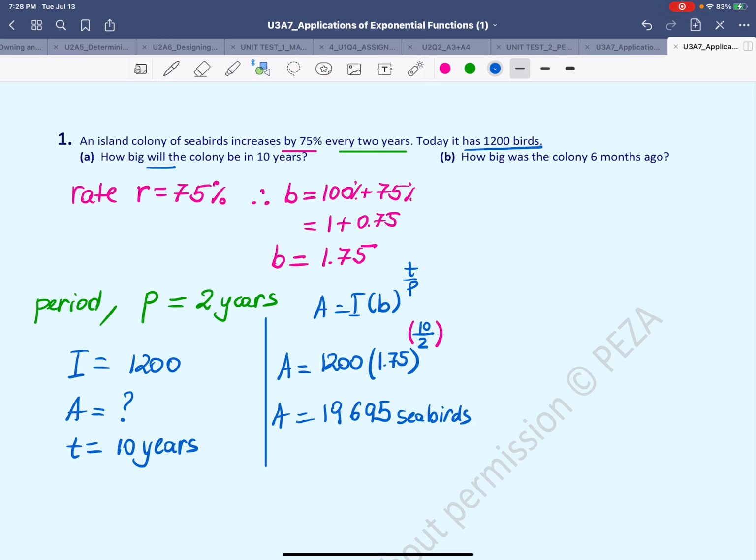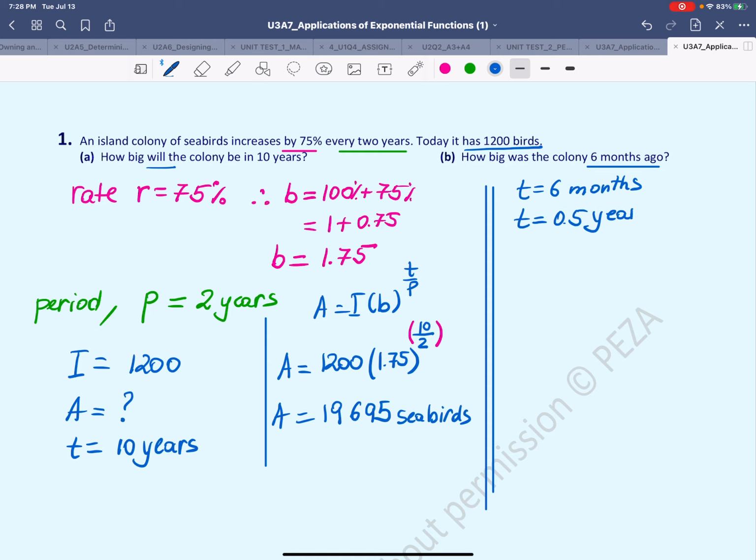We'll take a look at the next question. We're still using the same formula. But this time we're asked to find how big was the colony 6 months ago. So the total time this time is 6 months. And 6 months translates to 0.5 years because the period is given in years. Now, another word that you probably notice here is the word ago. So we're going back in time. So it would make more sense then to let time be negative.